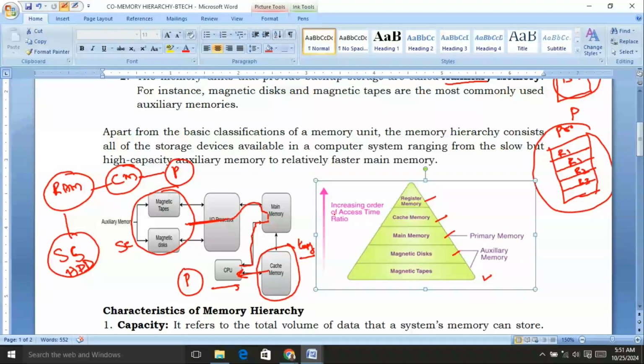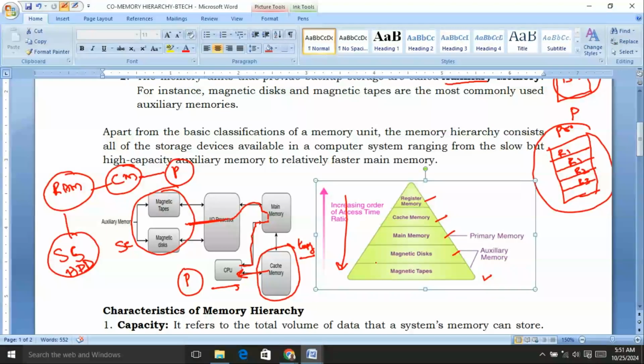When we discuss the capacities, we observe this diagram. The top is the registers, the next one is the cache memory, the next one is the main memory, and the next one is the magnetic disk and magnetic tapes. From top to bottom, the storage capacity increases. At the same time, registers store very little, cache memory a little bit more, then main memory.